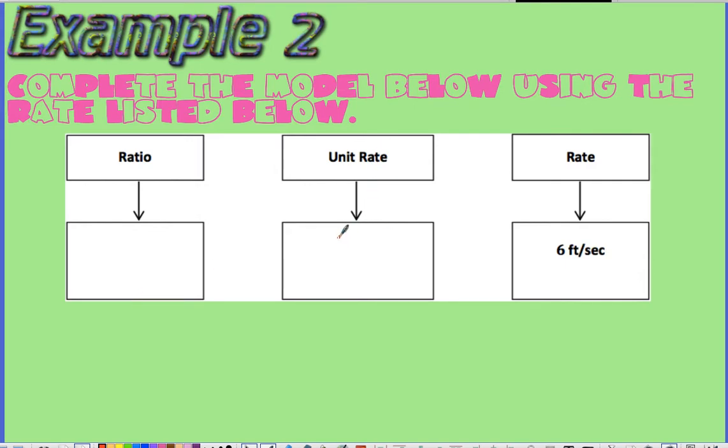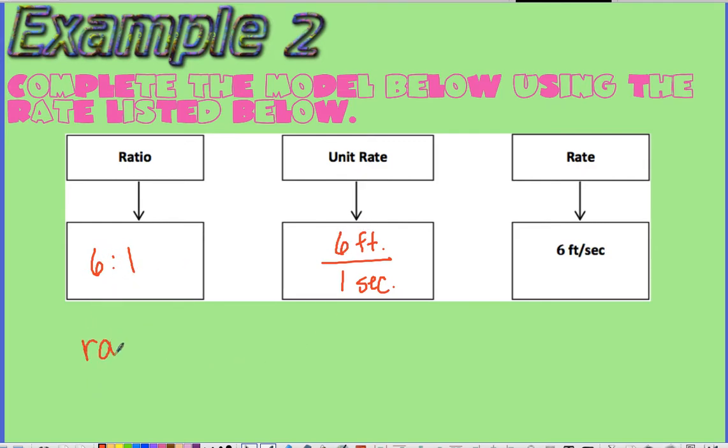All right, so here your unit rate would have been 6 feet per 1 second because that's actually what they gave you. And then here your ratio would have been 6 to 1. Right, so sometimes your rate that they give you is actually your unit rate as well. Okay, so as long as you're able to convert between these, you're moving along just fine. Make sure that you're practicing those and able to turn it from a ratio to a rate to a unit rate.